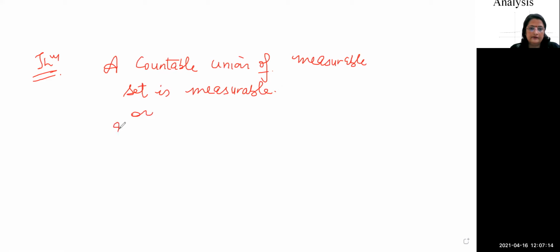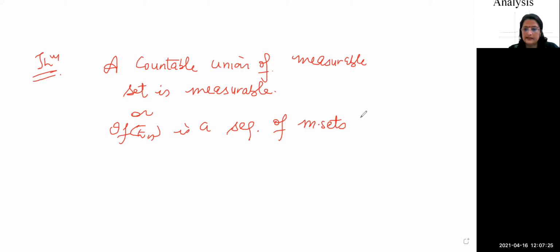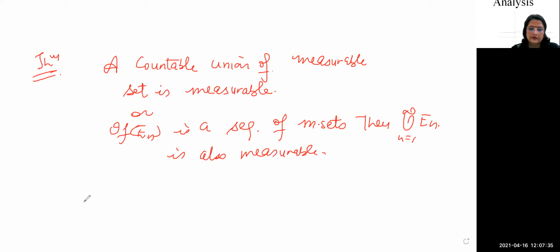Or we can say that if En is a sequence of measurable sets, I have written measurable sets, then union n running from 1 to infinity En is also measurable. Right? So let's come to its proof. Construct a sequence. You have to remember, it started from E. E was union i running from 1 to infinity ei.